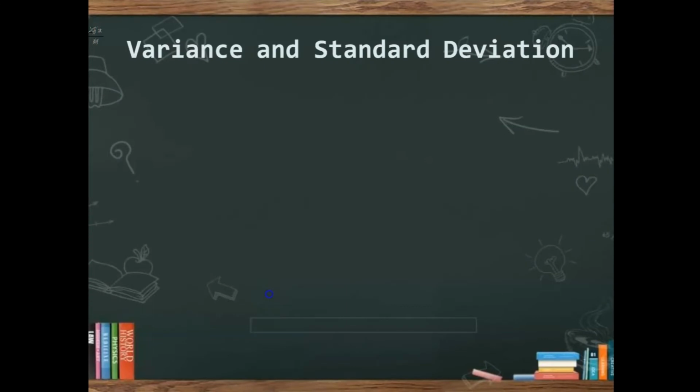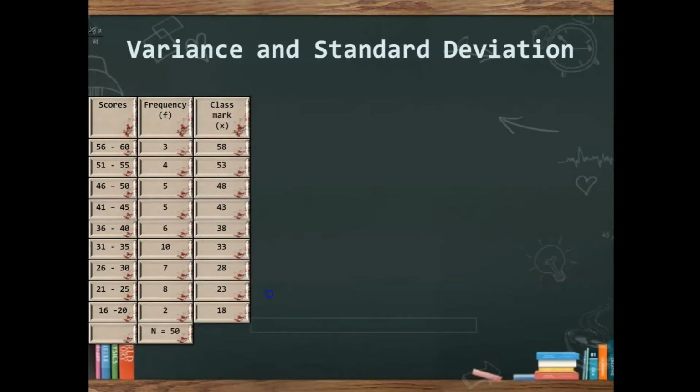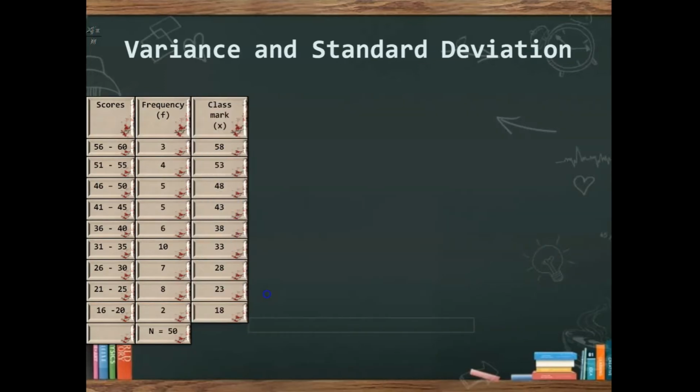Variance and standard deviation. How to get the variance and standard deviation? First you need to have the score and frequency. Then make a column for class mark. How do I get this class mark? First, you need to add the scores and divide by 2. 56 plus 60 divided by 2 is equal to 58.